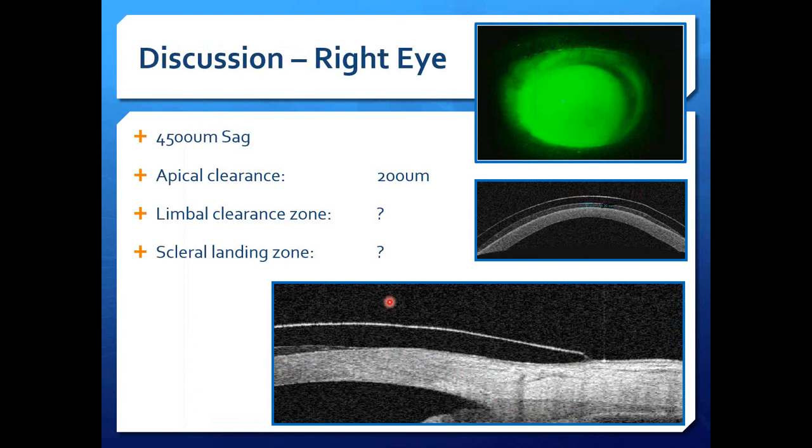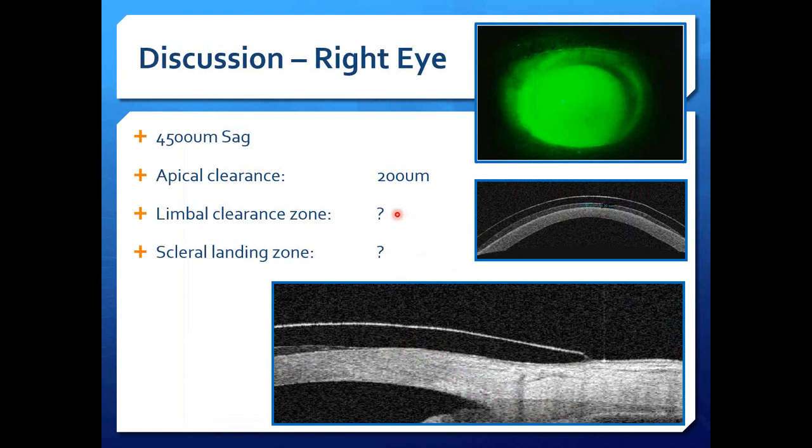So on this patient, we've got a 4,500 micron lens with 200 microns of post-settling apical clearance. The limbal clearance area looks fairly thin. We see that on the OCT here, and we also see that in the slit lamp. It looks like we could afford a little more vault through that peripheral cornea and limbus. So that would lead us to increase the limbal clearance zone in the lens.